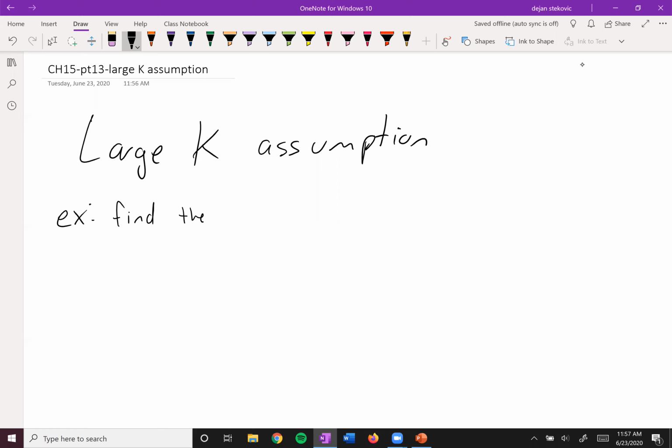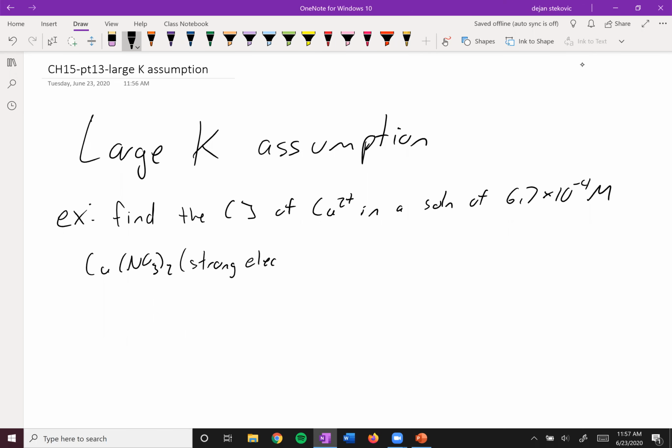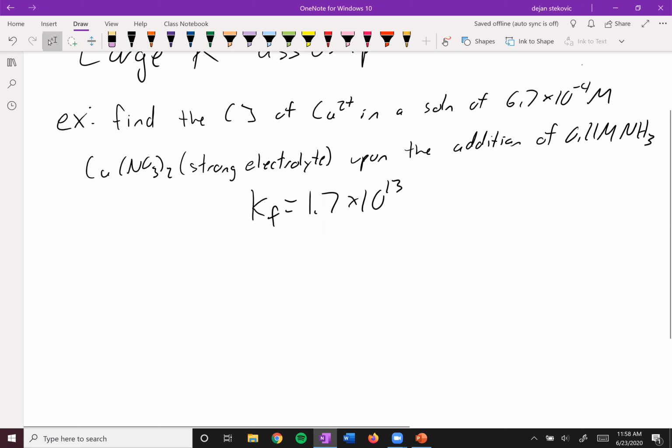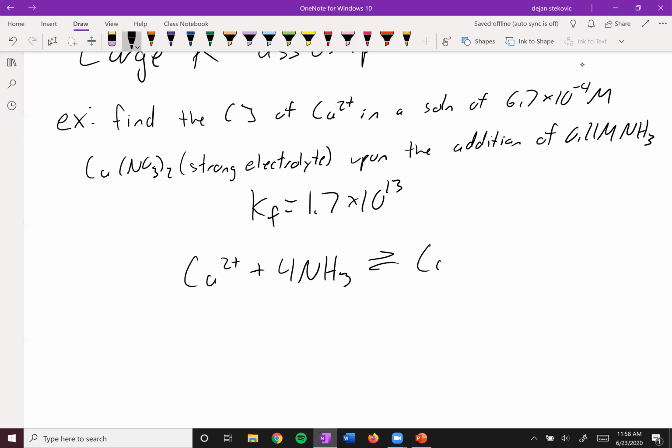So it says find the concentration of copper 2+ in a solution of 6.7 times 10 to the negative 4 molar copper nitrate. And we're told that it's a strong electrolyte, so it's going to completely dissociate, upon the addition of 0.11 molar of ammonia. And we're given the Kf here is 1.7 times 10 to the 13, so a very big number. And then we're given the equation. So copper 2+ is going to interact with 4 ammonias to form this copper tetraamine complex. And what we want to solve for is the concentration of copper at equilibrium.